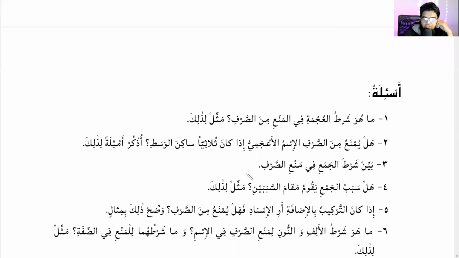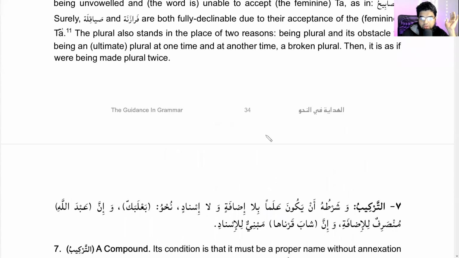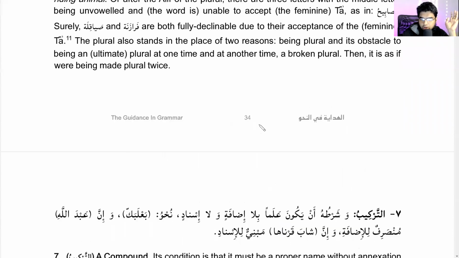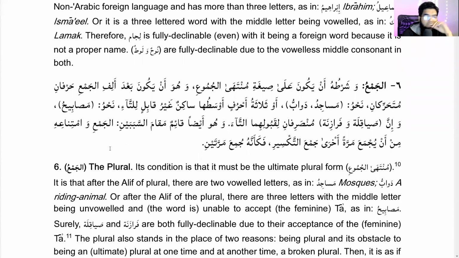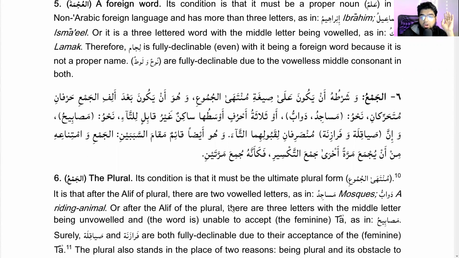بين شرط الجمع من الصرف. What is the condition for plural in منع الصرف, for declension? So the plurals, he said, should be on the pattern of منتهى الجموع. الجمع شرطه أن يكون على صيغة منتهى الجموع. What is منتهى الجموع؟ وهو أن يكون بعد ألف الجمع حرفان متحركان نحو مساجد الدواب أو 3 أحرف أوسطها ساكن غير قابل للتاء.